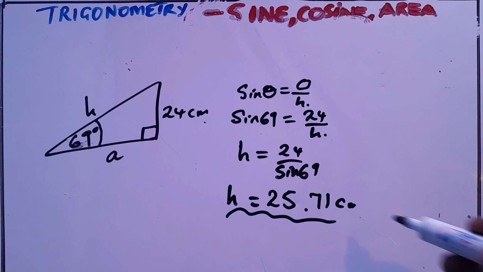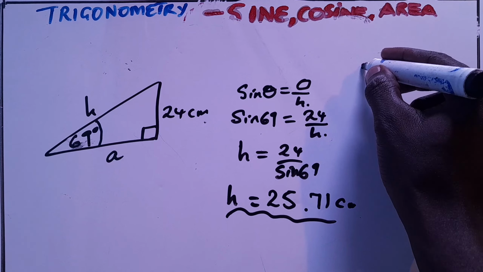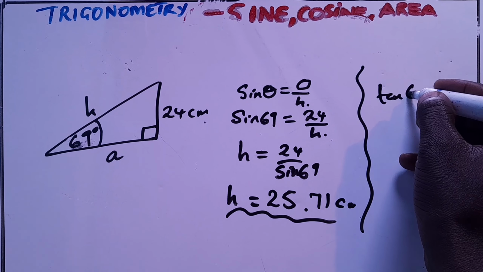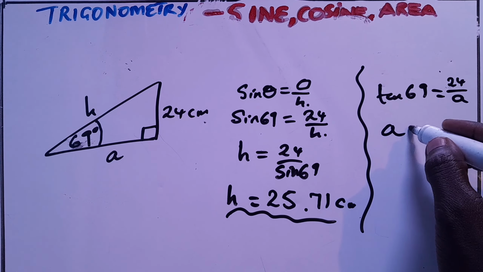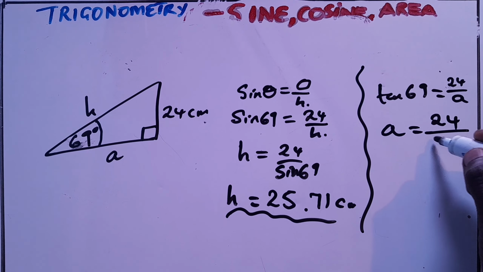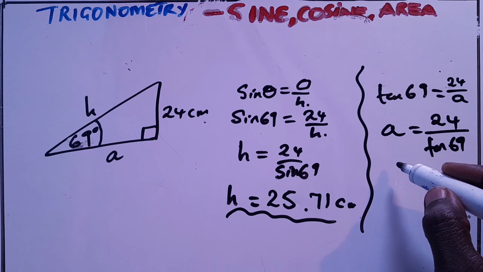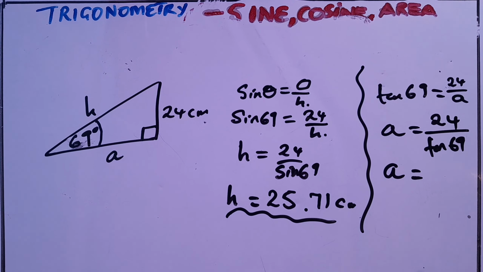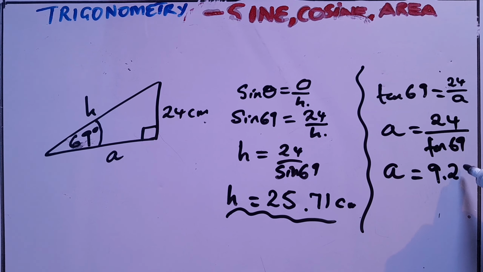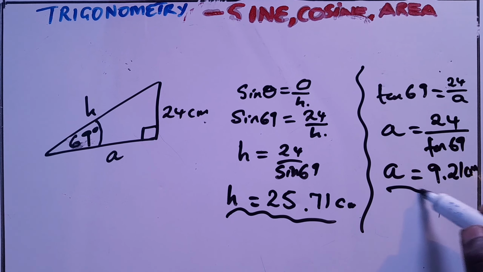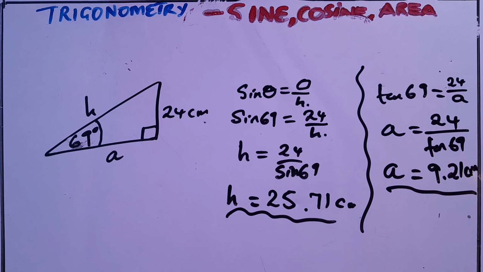centimeters. And if we're trying to find a, then we can say tan of 69 equals the opposite, which is 24, over the adjacent. So the adjacent becomes 24 over tan of 69. So our a becomes 9.21 centimeters, something like that. So these were the rules that we were using in grade 10.